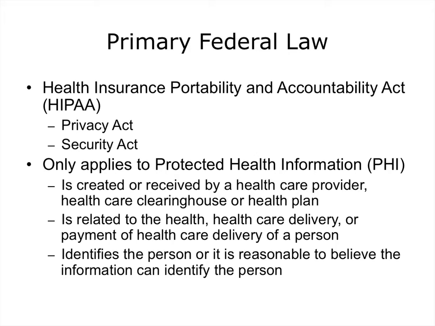Three conditions must be met in order for health data to be considered protected health information, or PHI. First, the data has to be created or received by a healthcare provider, a healthcare clearinghouse, or a health plan or insurance company. Second, it must be related to health, healthcare delivery, or the payment of healthcare delivery. Third and finally, the data must identify the person, or it is reasonable to believe the information can identify the person.